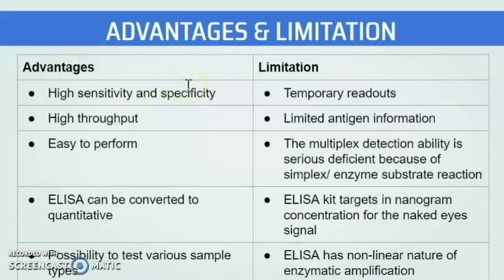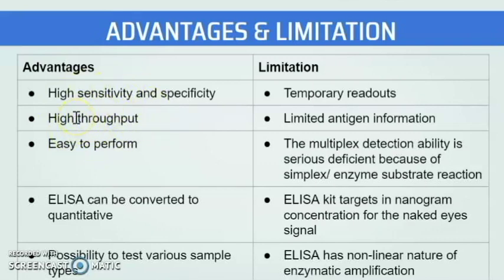Okay, now I'm going to present about the advantages and limitations of ELISA, also known as the enzyme-linked immunosorbent assay. The first advantage of ELISA is high sensitivity and specificity. This is common for ELISA to detect antigen at the picogram level in a very specific manner due to the use of antibodies.